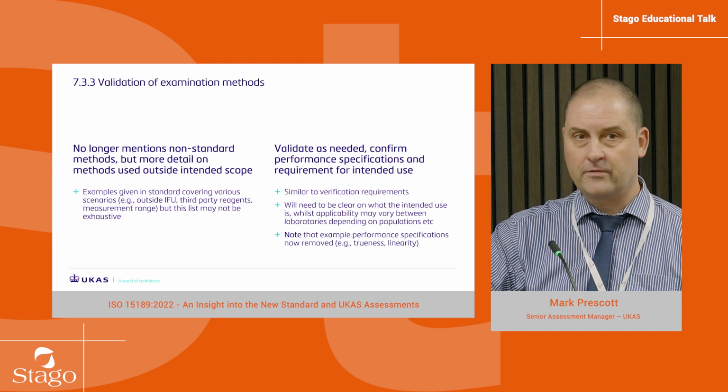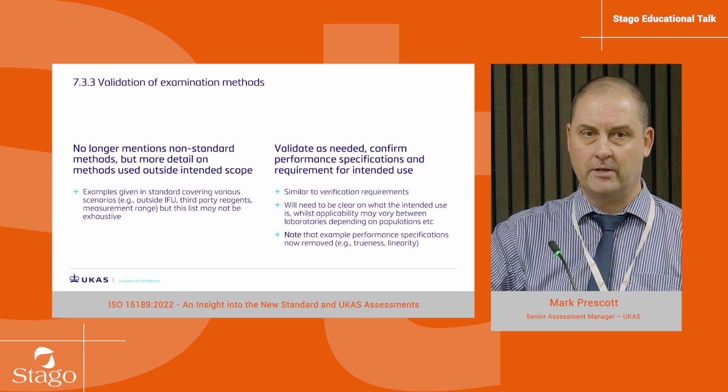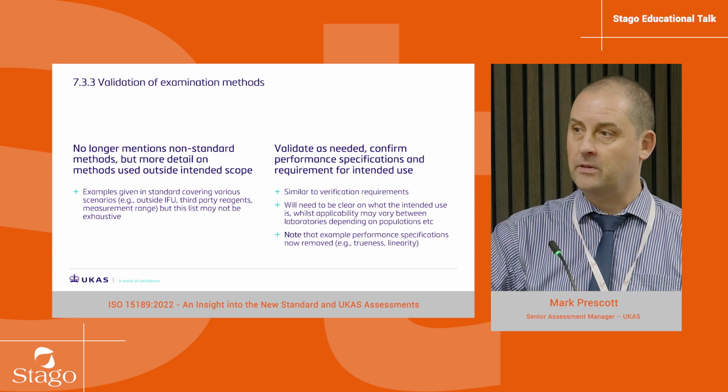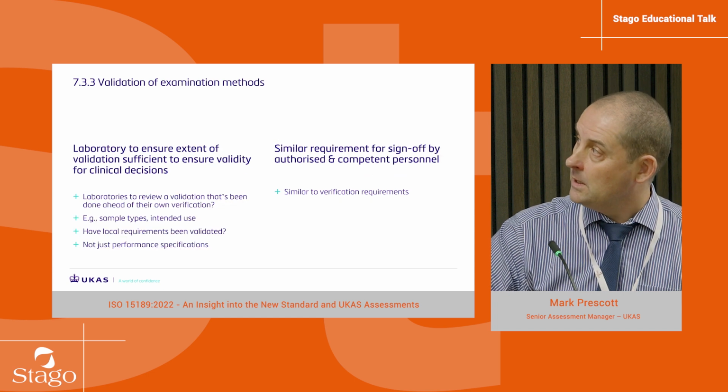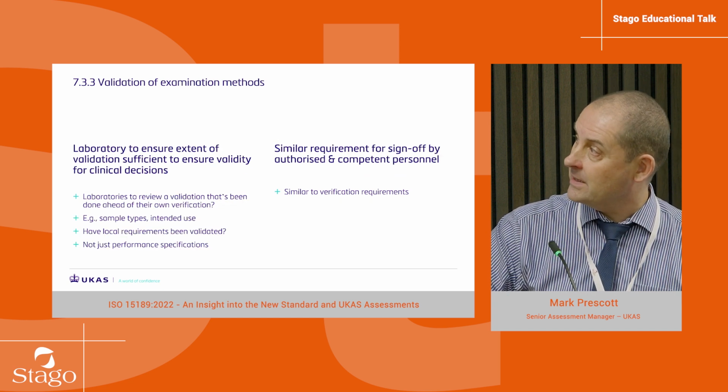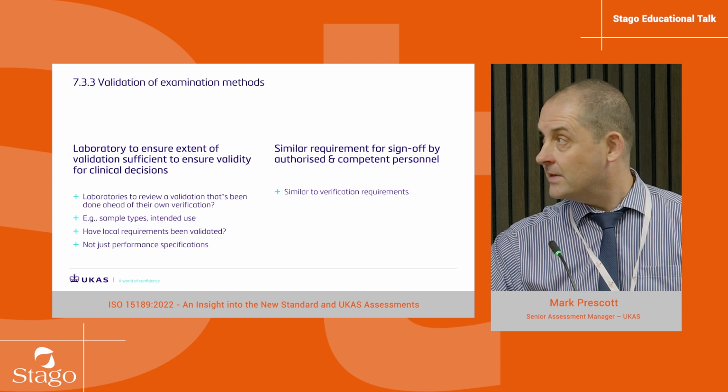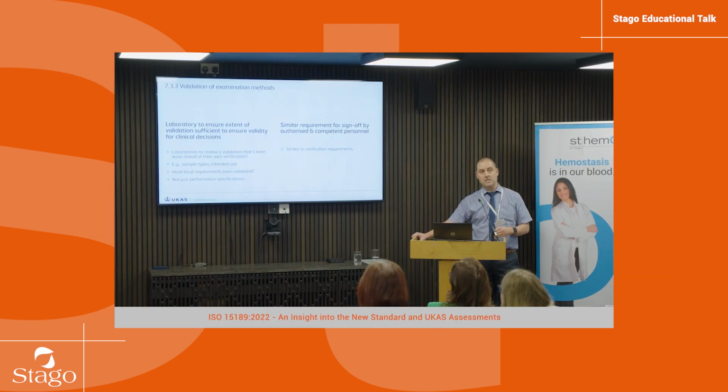But the relevance for the validations is going to change between different laboratories. What is suitable for your lab may not be suitable for the next lab, considering things like patient populations and the like. The laboratory must ensure the extent of validation is sufficient to ensure validity for clinical decisions. So again, this is about reviewing the validation that's been done. You need to have a look at the validation documents to see what's been done in the first place. When you get an assay, how did the manufacturer validate it? Then you need to look at that, and that's where you'll work out whether it's fit for your purpose.